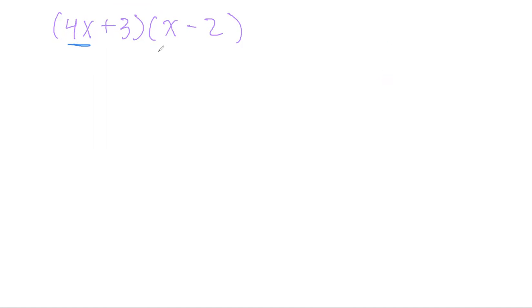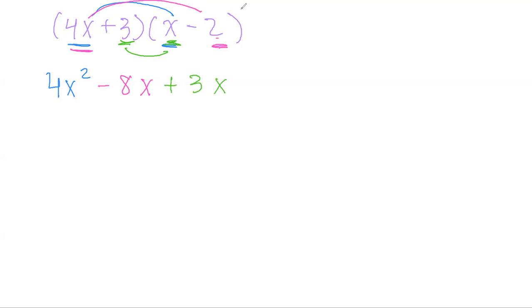So starting with the first, 4x and the x, so that's 4x squared. Then doing outer, 4x times -2, so that's -8x. Then I'll do inner, 3 and the x, so I have plus 3x. And then last, 3 times -2, so that's -6. And then combine like terms here, so 4x squared just stays there. -8x plus 3x is -5x. And then I have the -6 here.